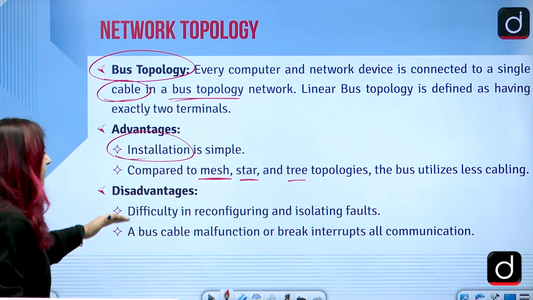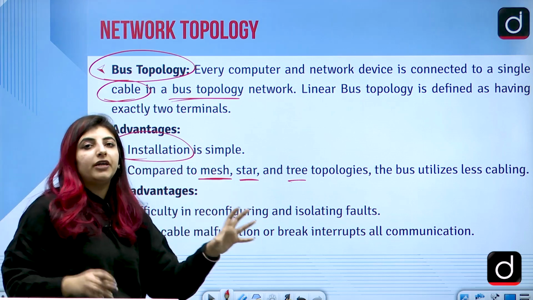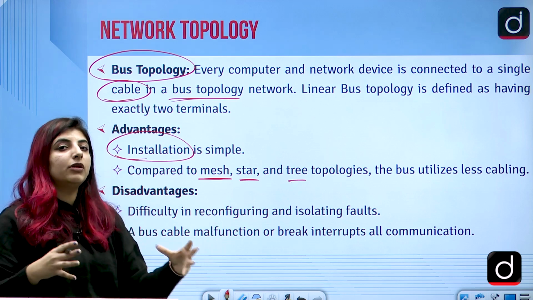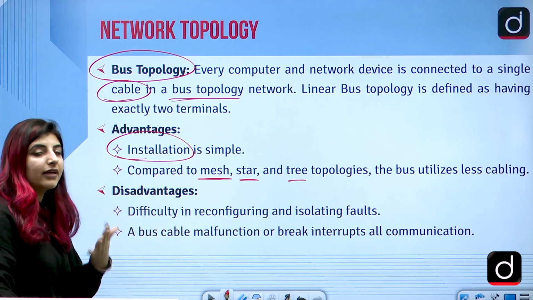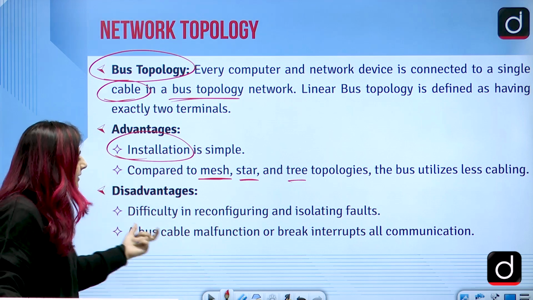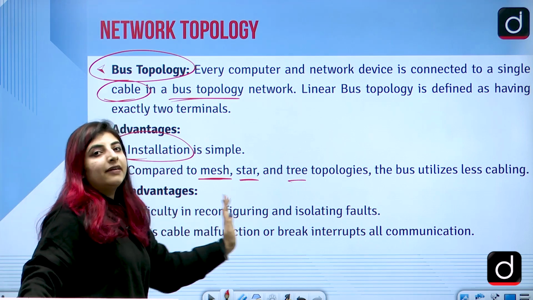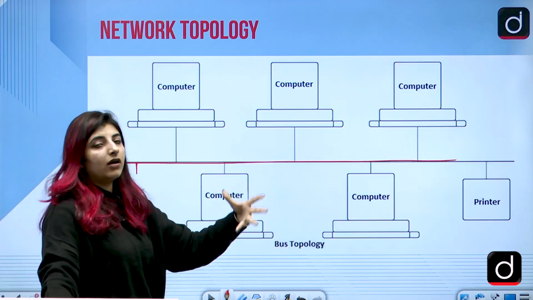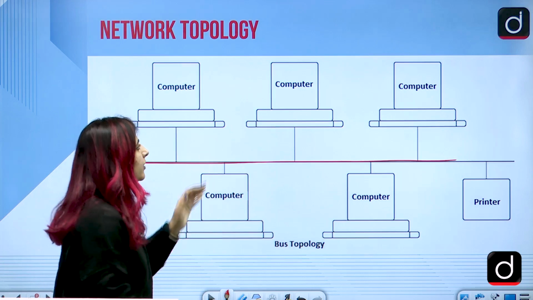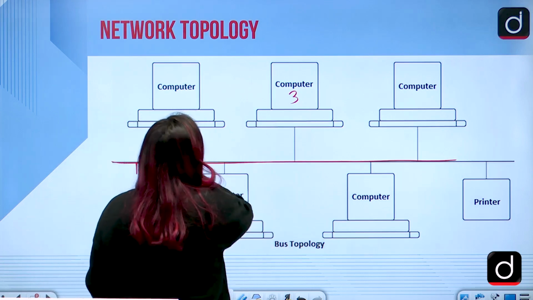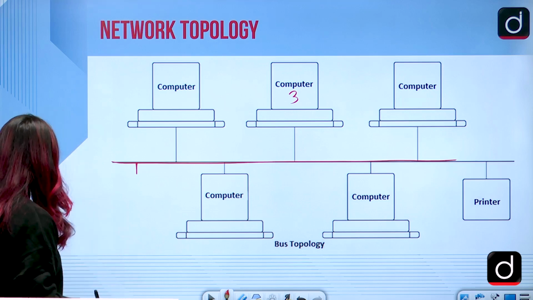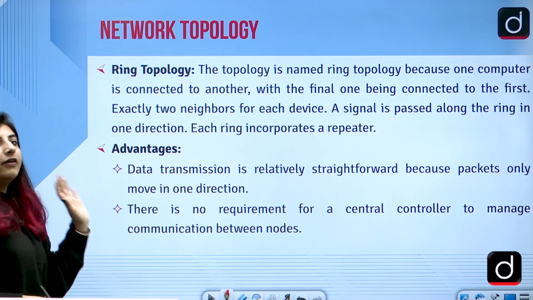Disadvantages are difficulty in reconfiguring and isolating faults, because if there is one fault in one thing, the other programs will not run. The network in other devices won't run. A bus cable malfunction or break interrupts all communication. So if there is a fault in this very computer, computer number 3, you will see that these computers also won't work in a bus topology. Correct?